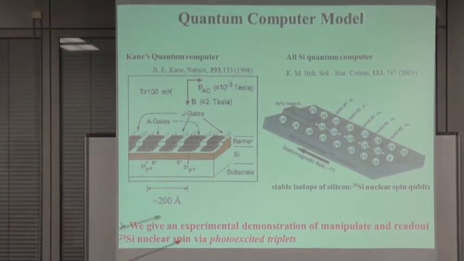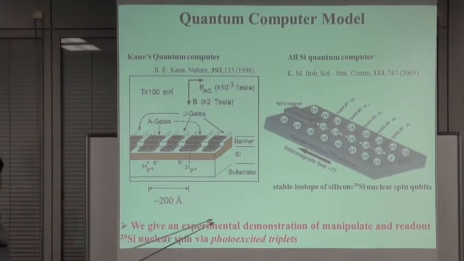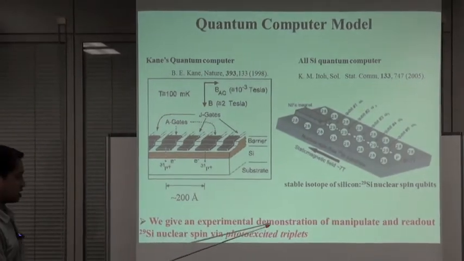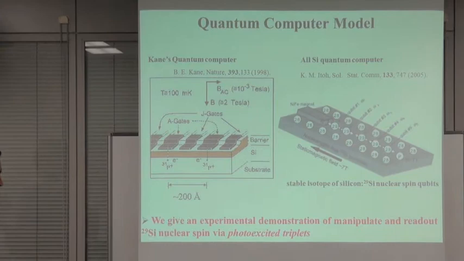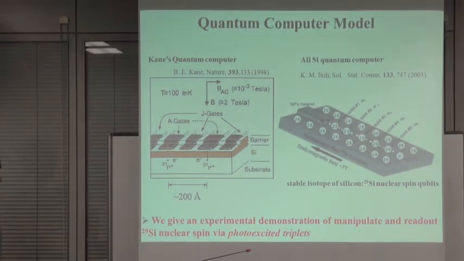But in this work, I'm going to give an alternative. I'm giving an experimental demonstration to manipulate these 29 nuclear spins and to read out the nuclear spin state using a photoexcited triplet state in silicon.